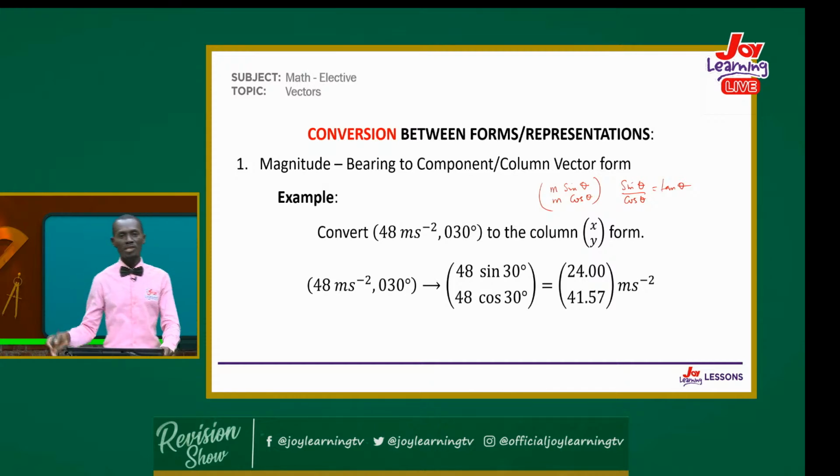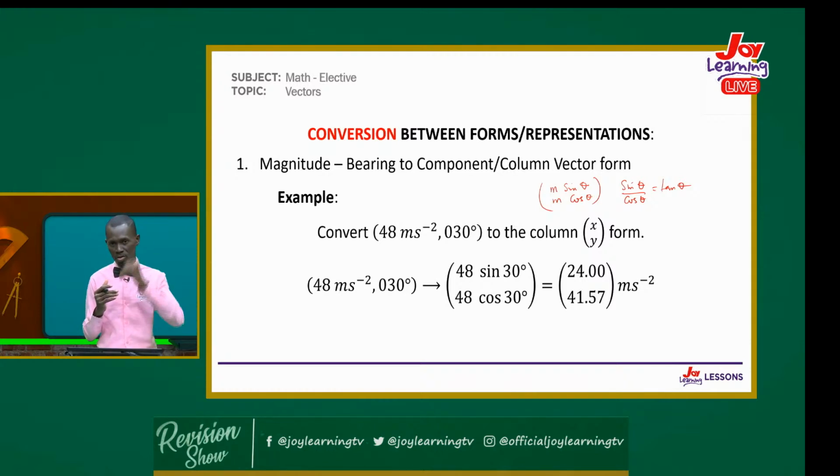So if we did this conversion, 48 sine 30, we get 24. 48 cos 30, we get approximately 41.57 meters per second square. So this is the acceleration of the body in its column form. It accelerated at 48 meters per second square in the direction 030 degrees. In the component form, it was 24.00, 41.57. So we have converted from magnitude bearing to the component or column.